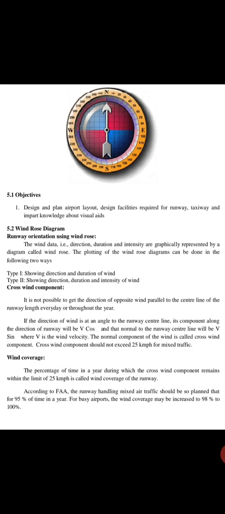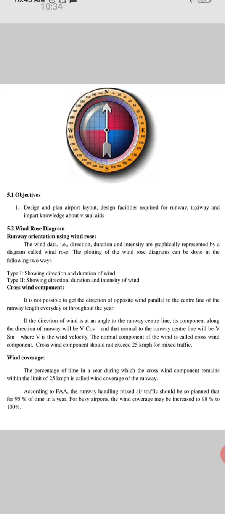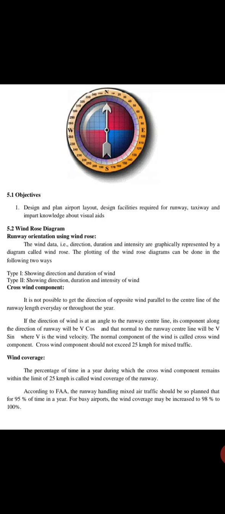Crosswind component. It is not possible to get the direction of wind parallel to the center line of the runway length every day or throughout the year. If the direction of a wind is at an angle to the runway center line, its component along the direction of the runway will be V cos θ, and that normal to the runway center line will be V sin θ, where V is the wind velocity. The normal component of the wind is called the crosswind component.